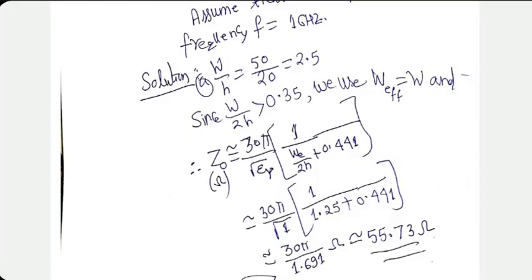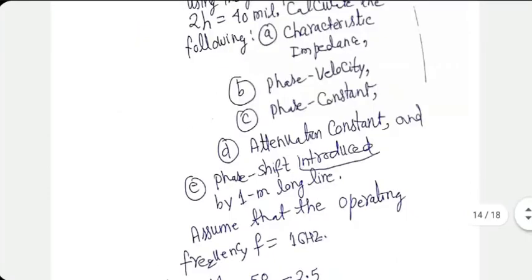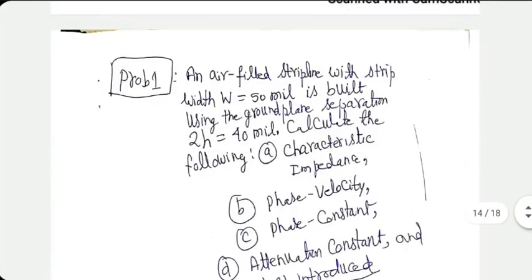So what I do is I put W by 2H, which becomes 2.5 divided by 2, which is 1.25. For air, epsilon R is 1, and the rest of the formula applies. I get Z naught equal to 55.73 ohm. You can check the numbers later. Part A is simple. This is the 55 ohm line, 56 ohm line almost.